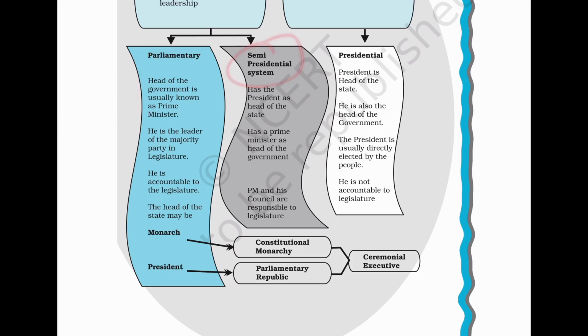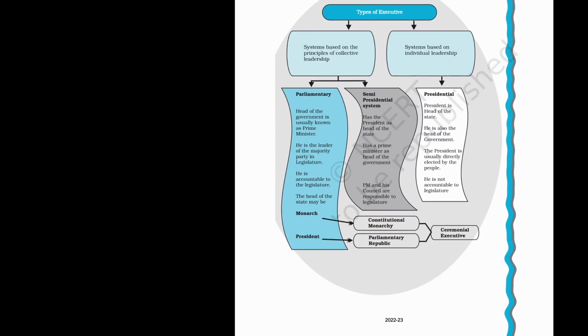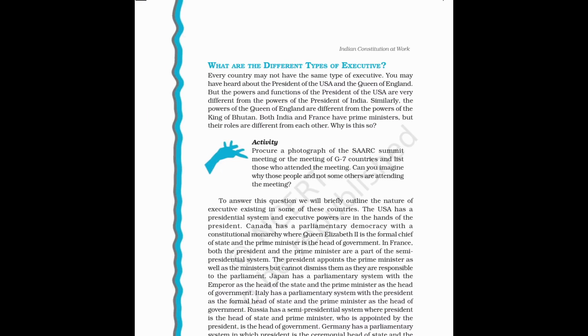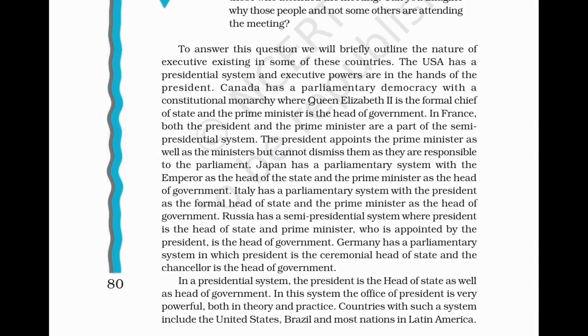Next is semi-presidential. So it will of course include some features of the presidential and some of the parliamentary. That's why it is partial in nature. So it will have the president as the head of the state and the prime minister as the head of the government, like the different systems. And here the PM and the council are responsible to the legislature. So some features are of parliamentary and some are of presidential. If you have understood this chart, now let's get back to certain examples in the different countries. So firstly, let's say talking about the USA.